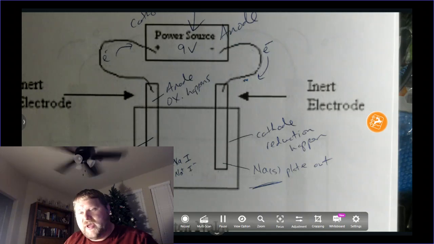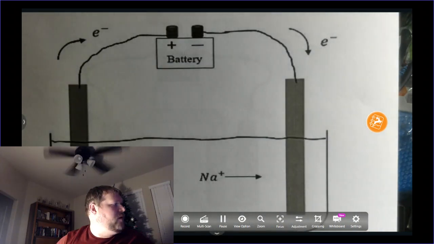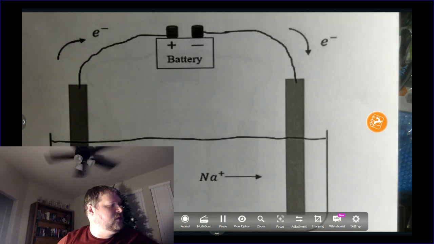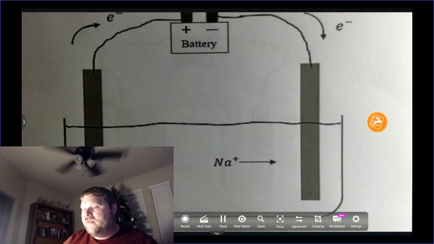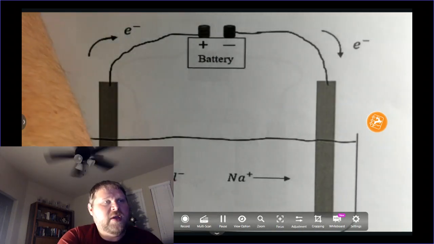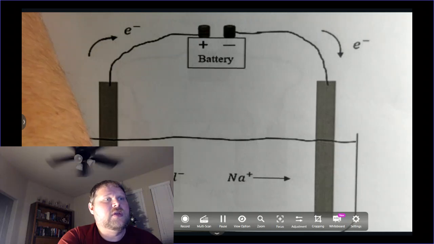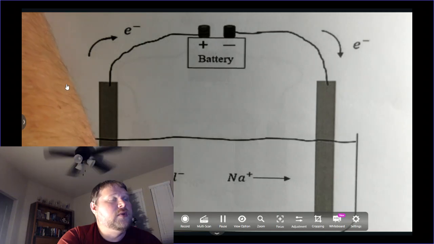Now, we don't do that a lot. I'm sure you haven't seen me walk around pumping electricity into molten ionic compounds because it has to be pretty hot. And we typically don't have that capability. So let me toggle back over for a second to the PowerPoint. Give me just 1 second to pull that up.